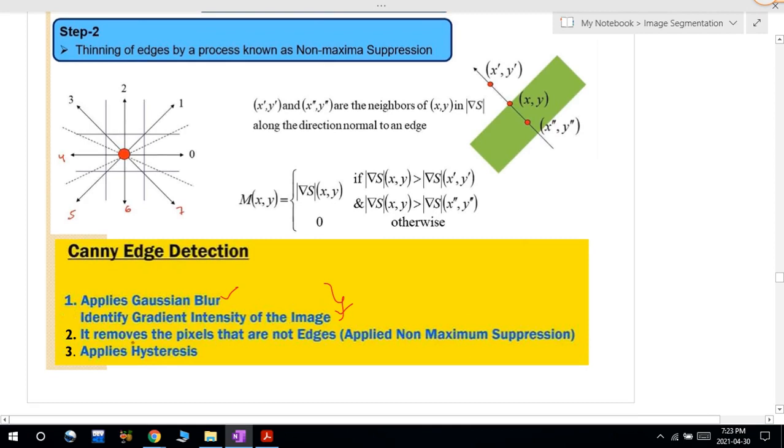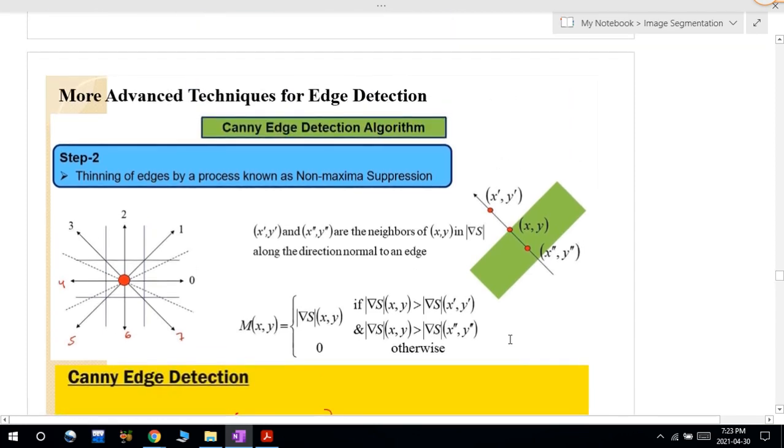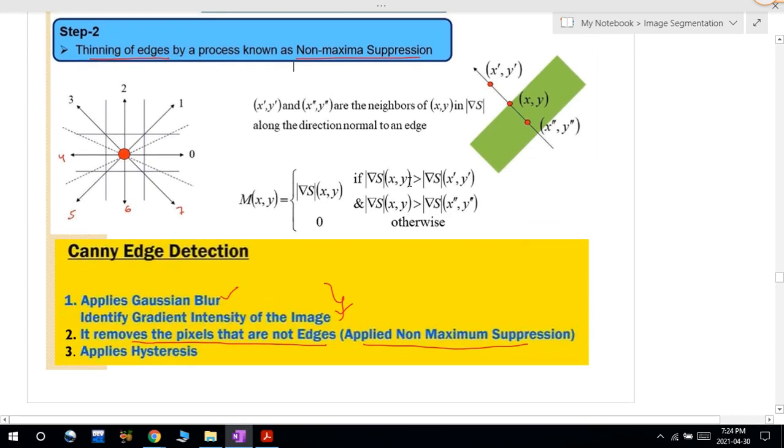The second step is used to remove the pixels that are not edges. Whichever pixels do not belong to edges, I will remove those pixels. That concept is called non-maximum suppression. This second step is nothing but thinning of the edges. Because of the gradient magnitude, in the first step we get only thick edges, but I have to find the thin edges. The process of thinning edges can be done using a special concept called non-maximum suppression, which removes the pixels that are not edges.